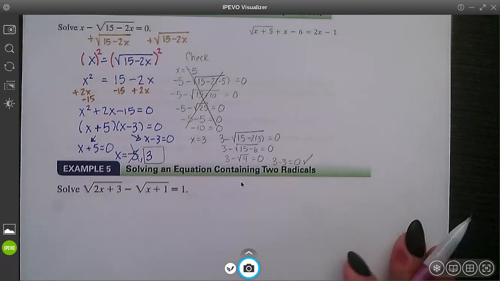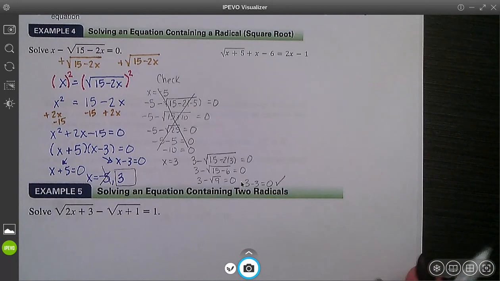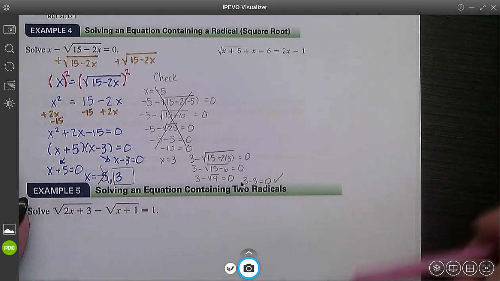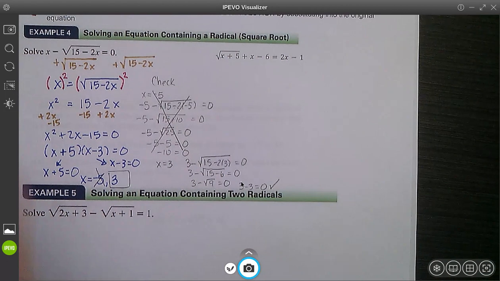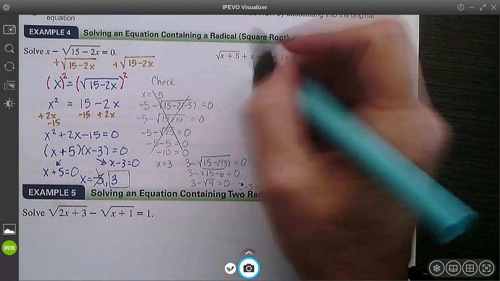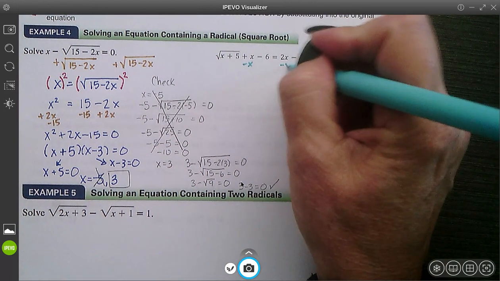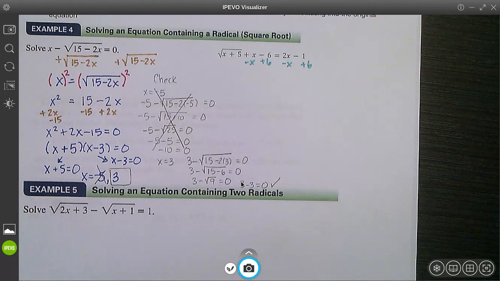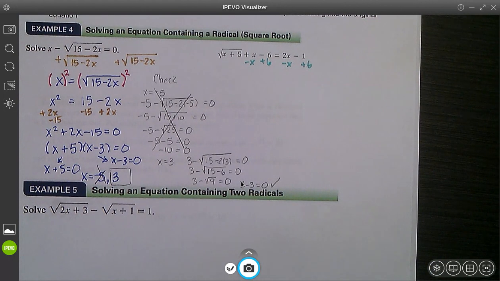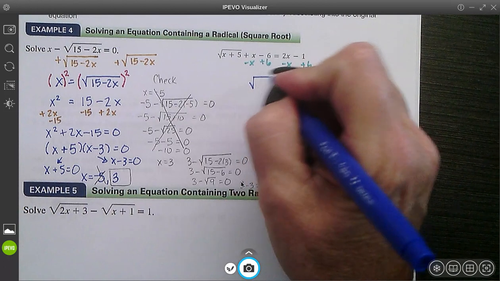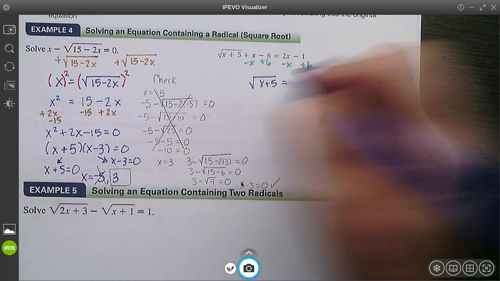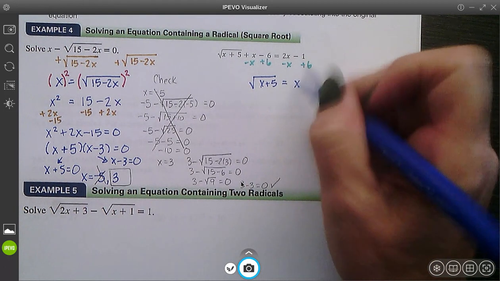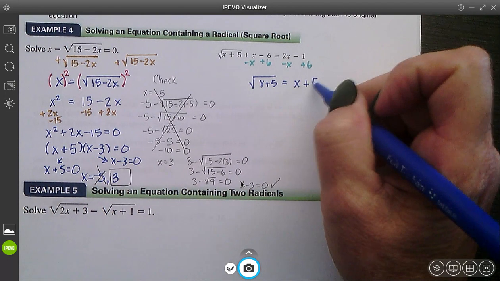All right, this one looks more complicated. I wish I would have left myself more space. I think I can just go off the edge over here. So to start with, remember I need to isolate that radical. So I'm going to move this x over to the right side and move the 6 over to the right side. So now I have the square root of x plus 5 equals 2x minus x is x, negative 1 plus 6 is plus 5.